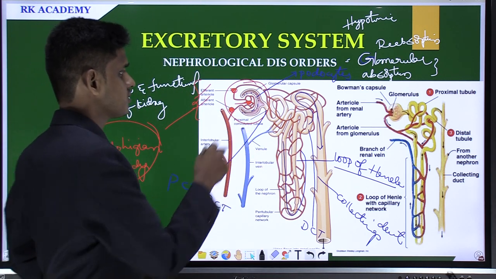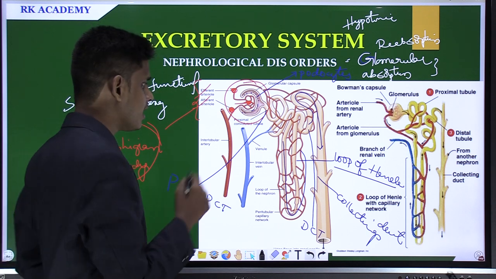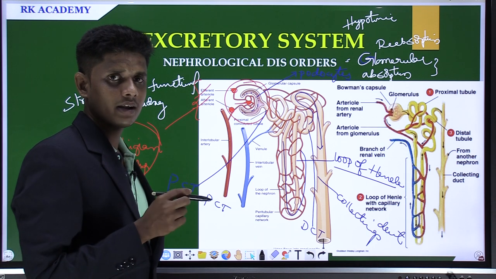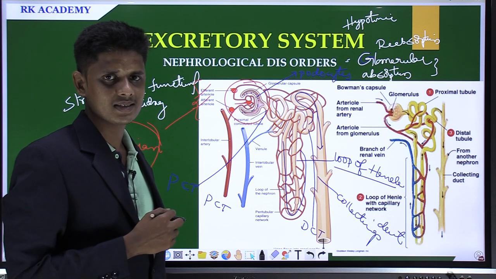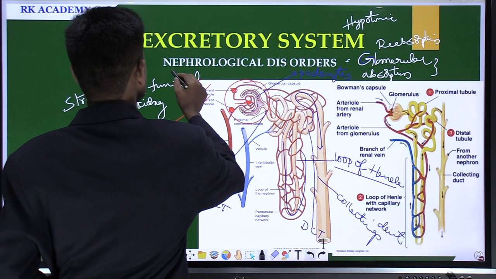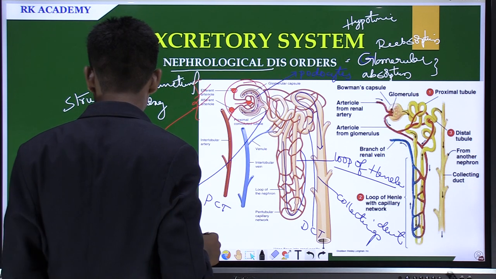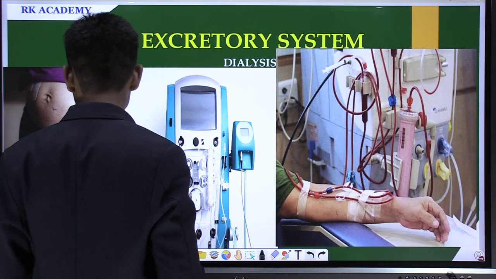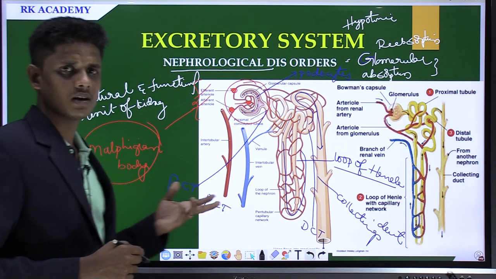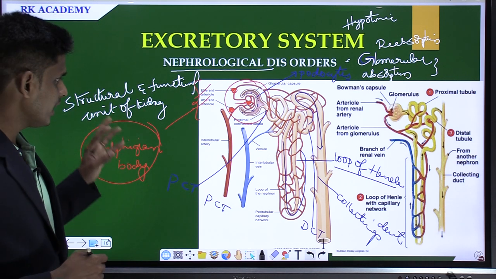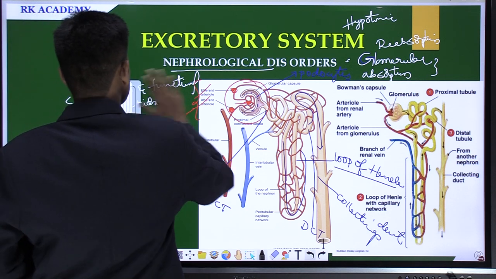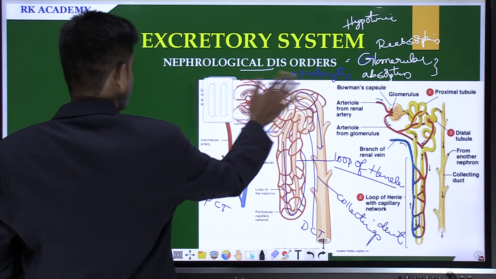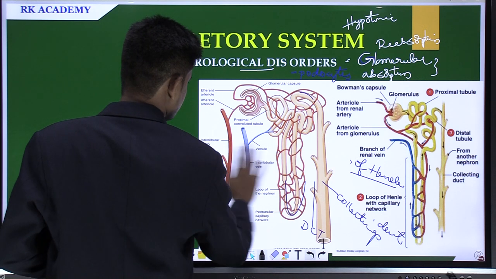Yes, this is the structure of a nephron. They may ask you only the flow chart in the recent examinations. This is the new trend in examinations. In this topic, the nephrological disorders are diseases related to the kidneys, mainly to the nephron. I will explain the diseases that affect the nephron or kidneys in our body.